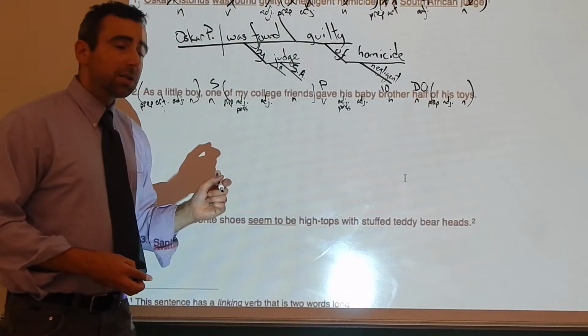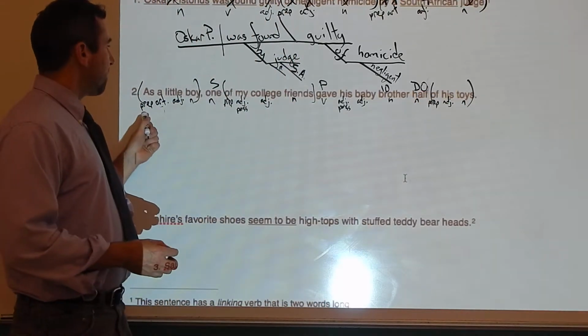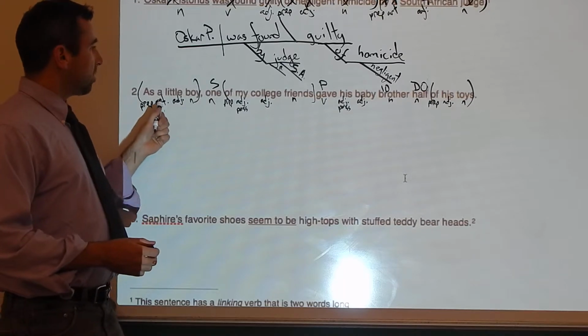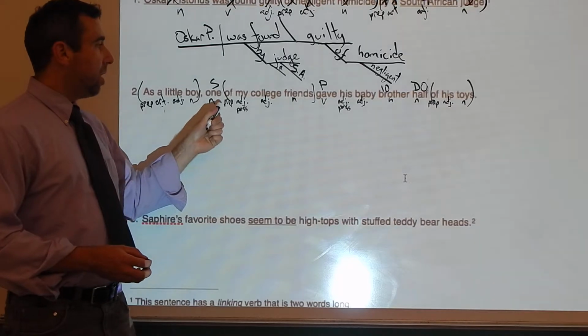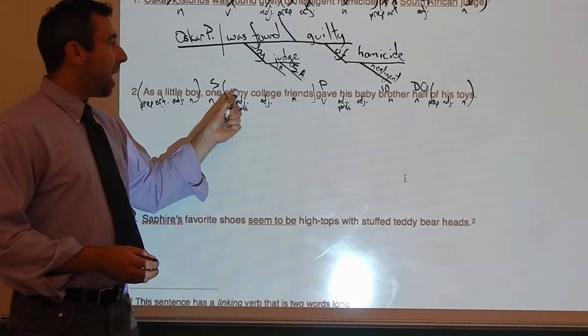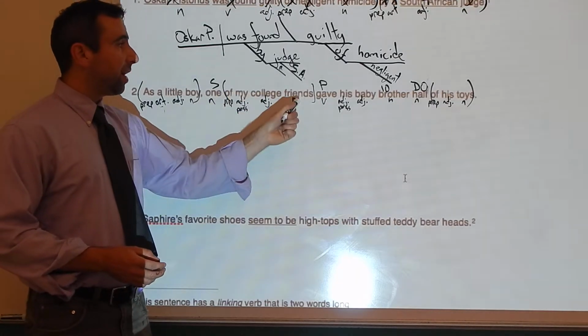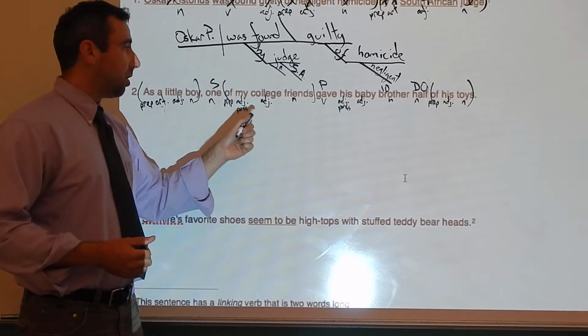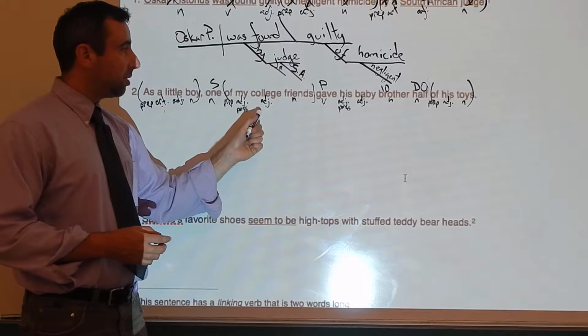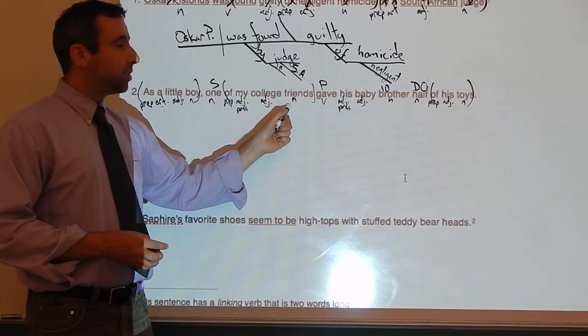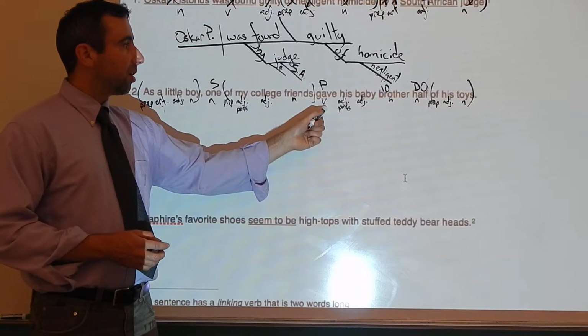All right, here are the parts of speech. As is a preposition. A is an article. Little is an adjective. Boy is a noun. One is a noun. Of is a preposition. My is an adjective. Tells us which friends we're talking about. My friends. It's also a possessive. College tells us what kind of friends we're talking about. College friends. That's an adjective. Friends is a noun. Gave is a verb.